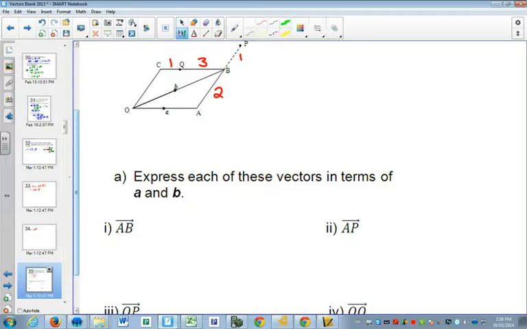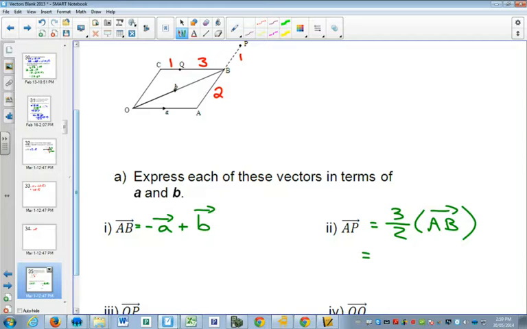A to B, did you get negative A plus B? A to P is the same as going 3/2 of the way from A to B. Can you see why it's 3/2? So now we're going to multiply that through, so it's going to be 3/2 of negative A, so negative 3/2 A plus 3/2 B, because going from A to P is like doing A to B 1.5 times.